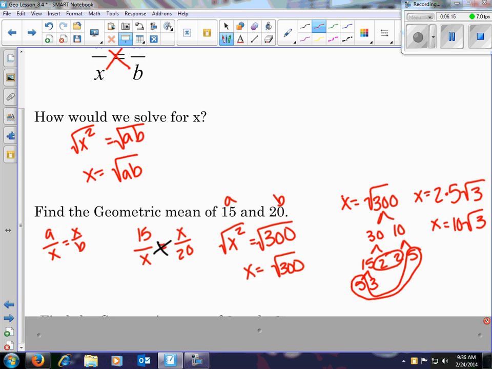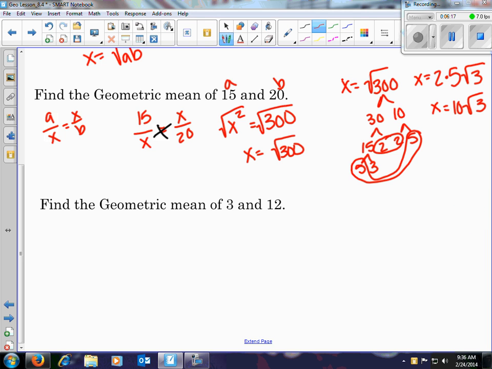Now the next one. It says find the geometric mean of 3 and 12. So I'm going to say A over X is equal to X over B. I'm going to label this one as A and this one as B. So I have 3 over X is equal to X over 12. Then I'm going to cross multiply.